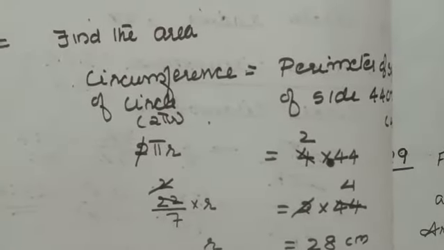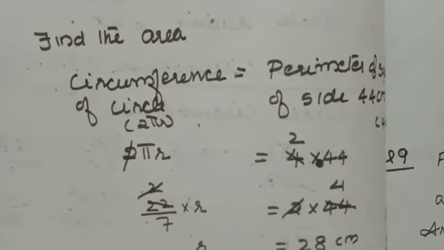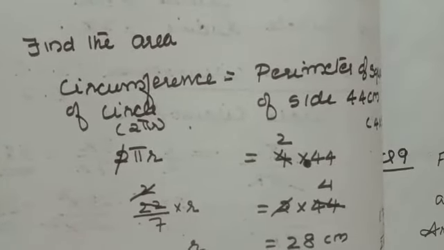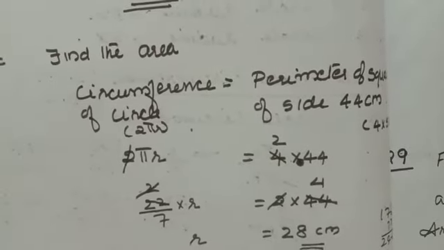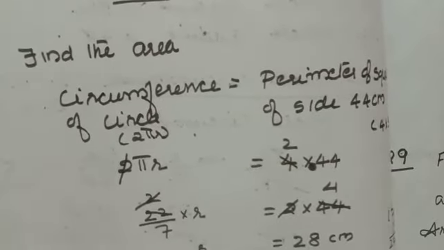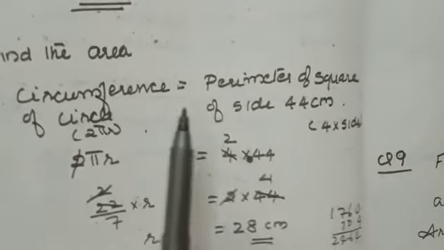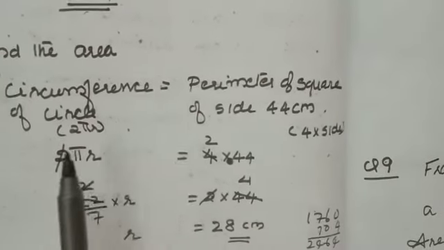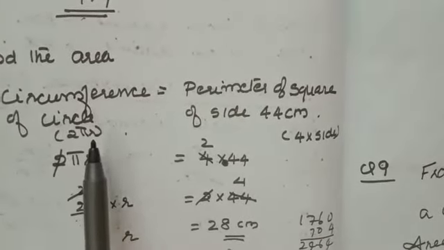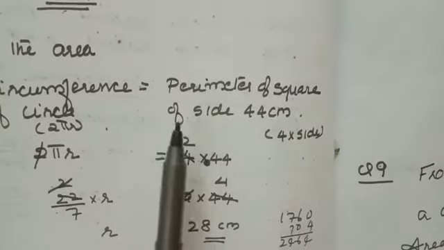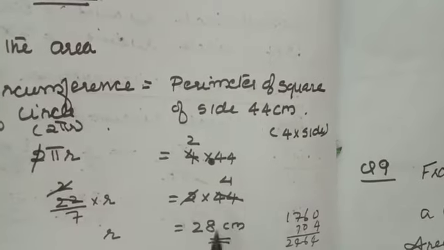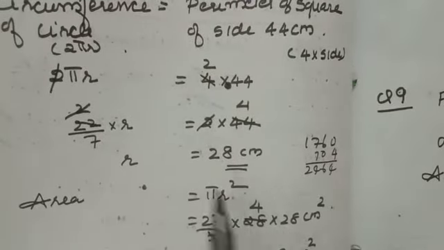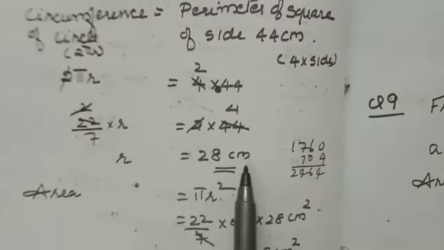Find the area of a circle whose circumference is the same as the perimeter of the square of side 44 centimeter. Circumference equal to perimeter of the square. Circumference of the circle formula is 2 pi r. Perimeter of the square is 4 into side. Side given 44. Cut it, you will get r equal to 28 centimeter.